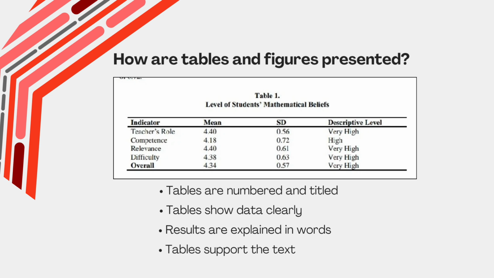Next, tables and figures support the text. This means that the data in the table are used to back up what the author is saying in the discussion. So if the author says that students are confident in learning mathematics, the table should show high scores in confidence. So the table and text work together to clearly present the findings.